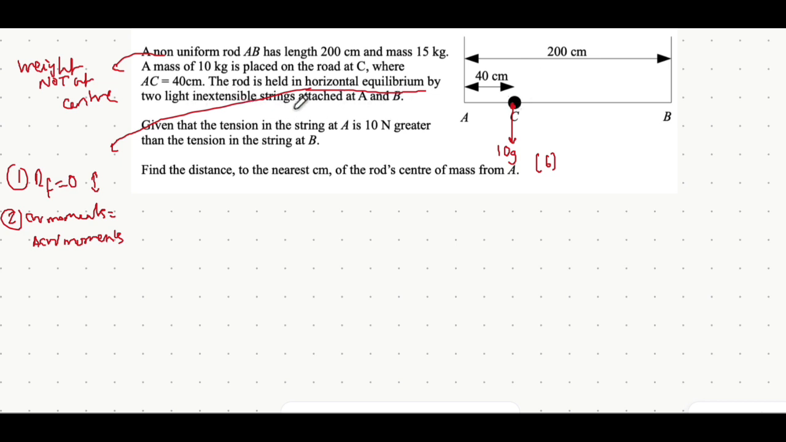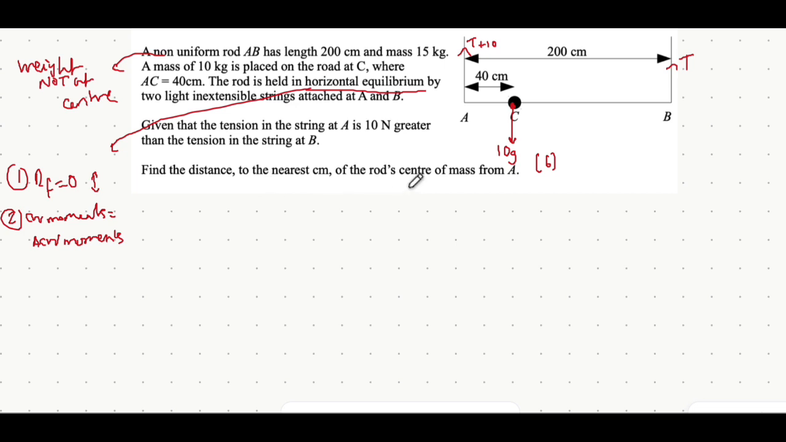It tells you there's two light inextensible strings attached at A and B. Now, whenever strings are attached, there's always tension acting up those strings, but it also tells you that the tension at A is 10 newtons greater than the tension at B. That means that if you call the tension at B just T, then the tension at A can be called T plus 10 because it's 10 newtons greater.